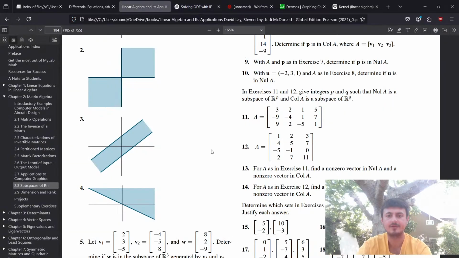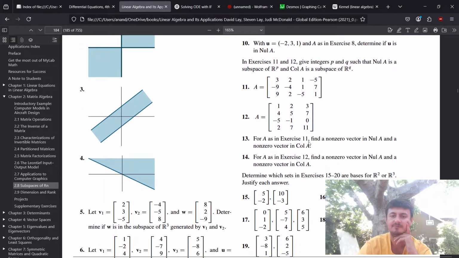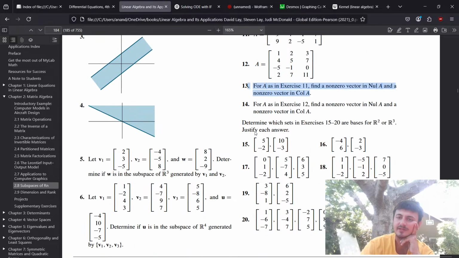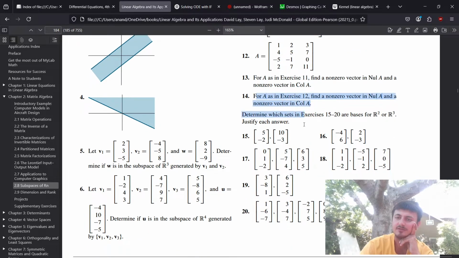Okay, 4 and 3. All right, so for this one, it's going to be the column space is in R4 and the null space is in R3.